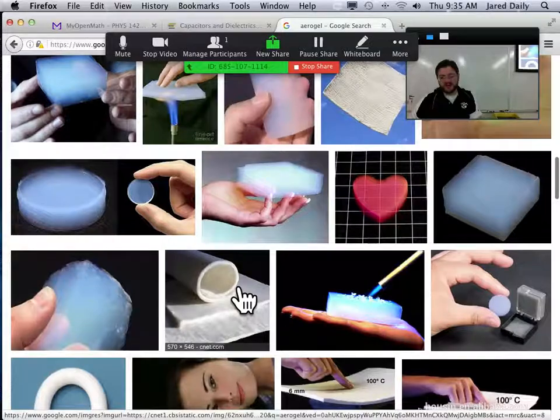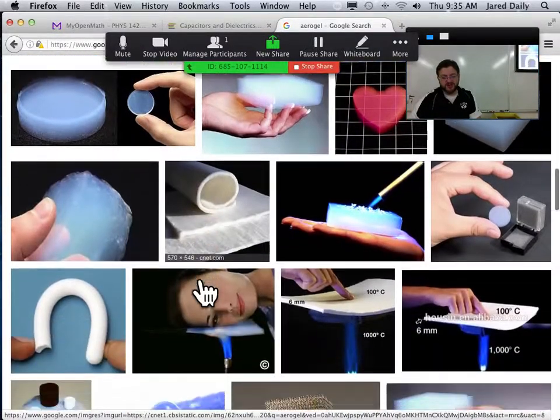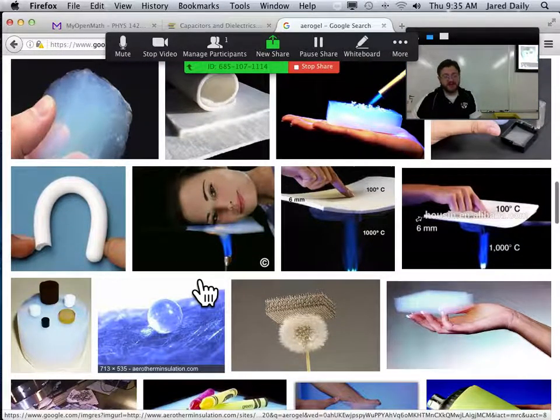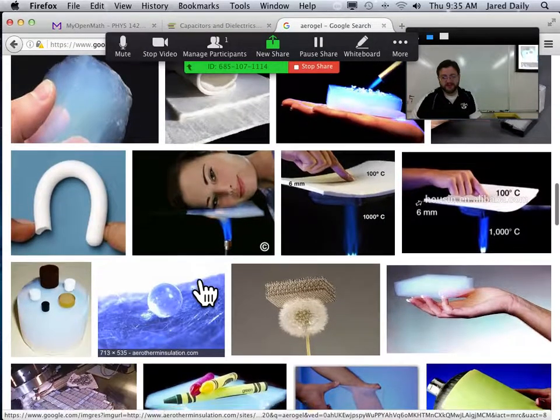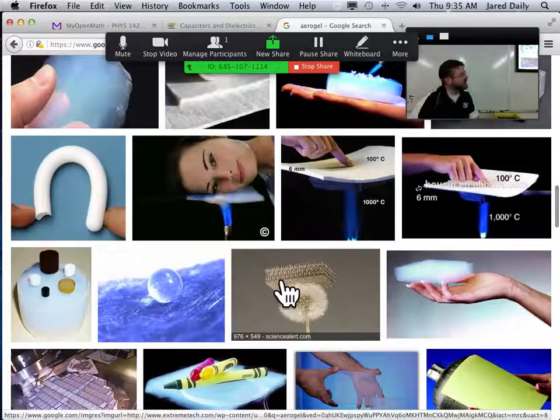You can form it into many different things like fabrics. It's got all kinds of cool properties. So, aerogel, here's a block of aerogel being supported by a dandelion. That's how little mass there is in that block of aerogel. A dandelion isn't even squished by it.